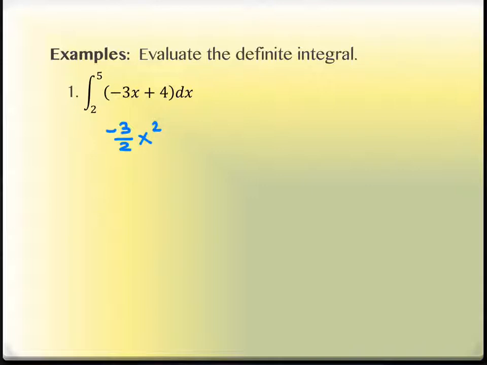Does everybody agree with that? Look good? Awesome. What is the antiderivative of 4? 4x. Good.